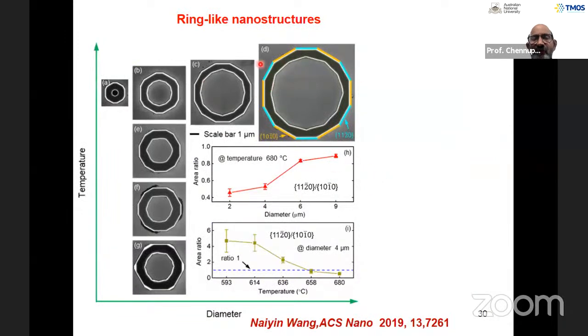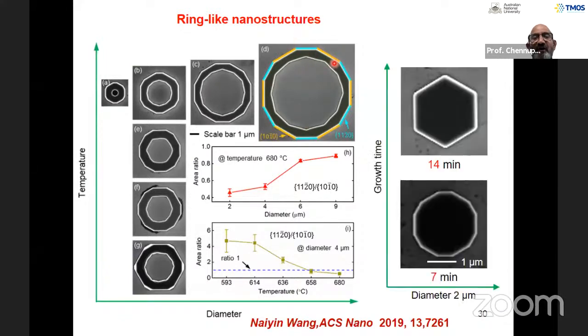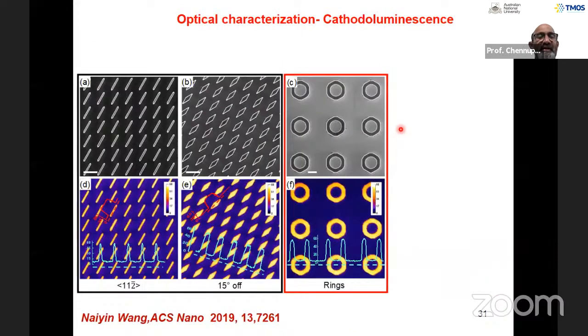Of course, if you open this ring, you can get these ring-like structures, again with alternating facets. If you keep on growing, the structure keeps growing and gets filled up, and then you create a nanomembrane. You keep on growing, and ultimately you end up finishing off with these hexagonal facets, because these are the lowest surface energy facets. So really, it opens up a lot of opportunities for us.